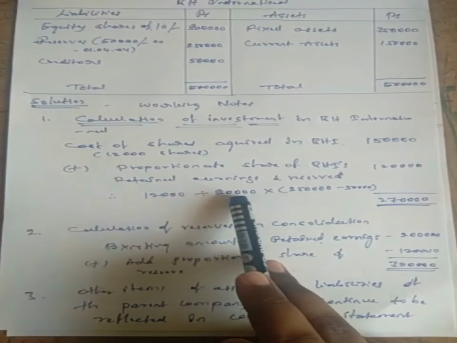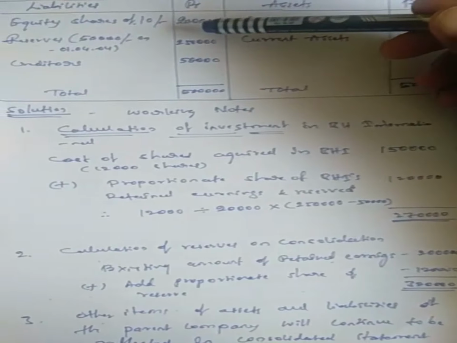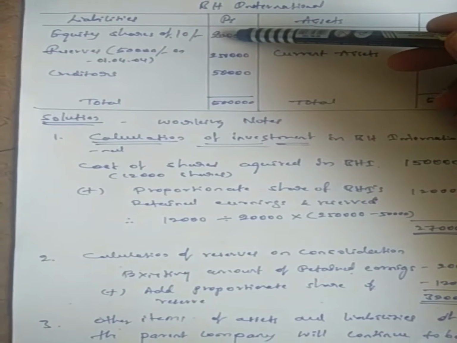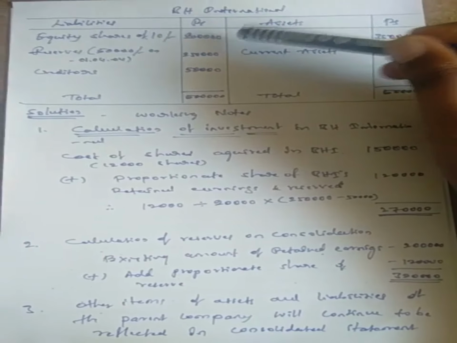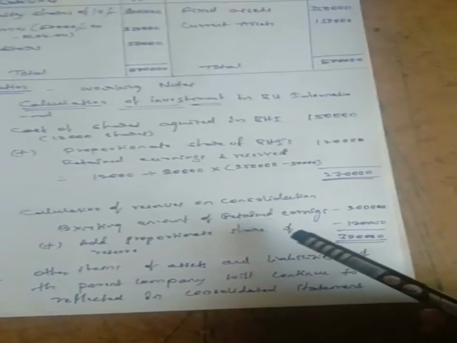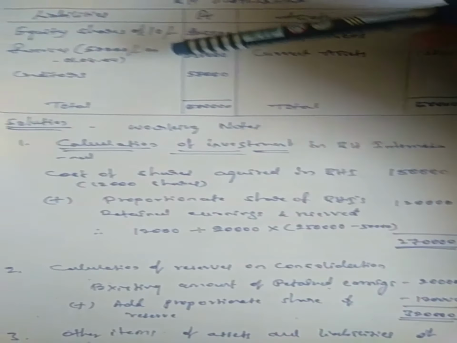So 12,000 shares, divided by 20,000 shares. Just observe the balance sheet: in India Inc. Limited, 12,000 shares, and in BH International Limited, 2 lakh of equity shares at 10 rupees, that is 20,000 equity shares. So it is 12,000 divided by 20,000 equity shares. Correct? You can see this in the calculations.